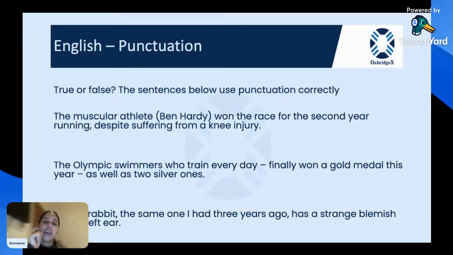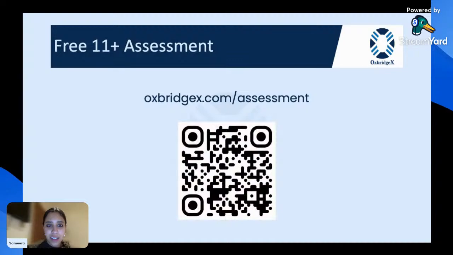Now, this question, I know it says punctuation there, but the actual topic is parentheses, which is a very common topic, which is why it's really important to know how to use your brackets and how to use your dashes. And without further ado, I think we'll go to start there.